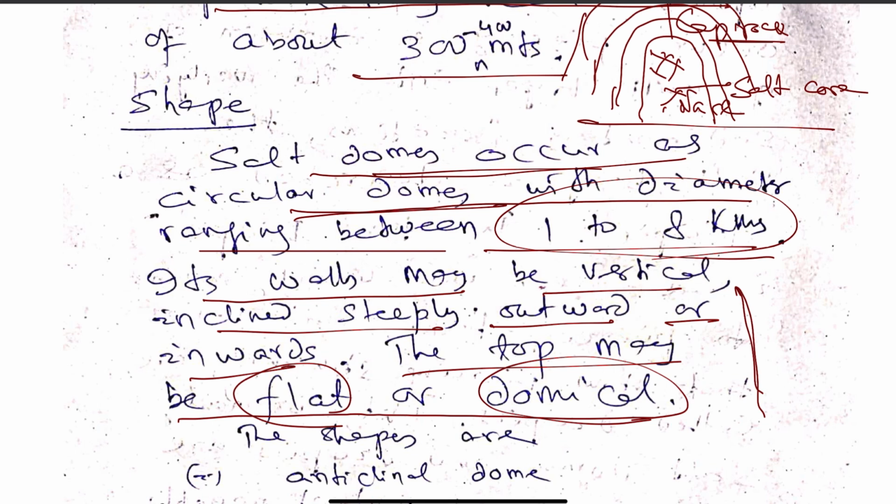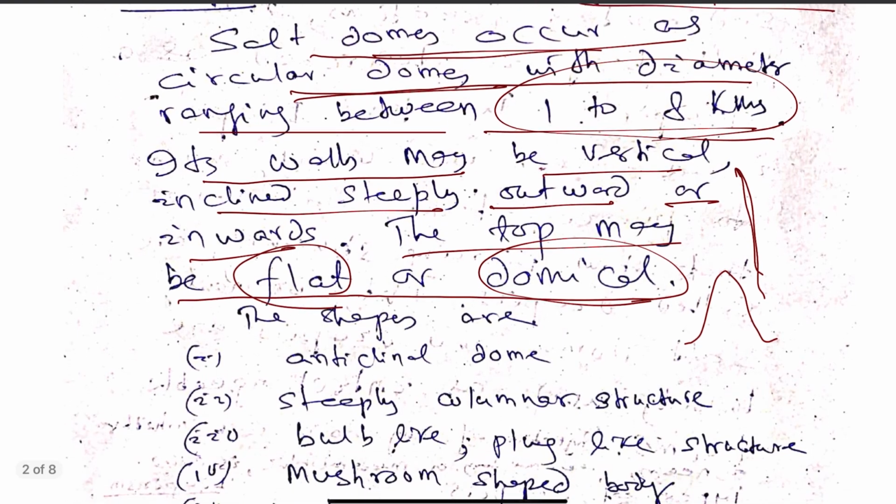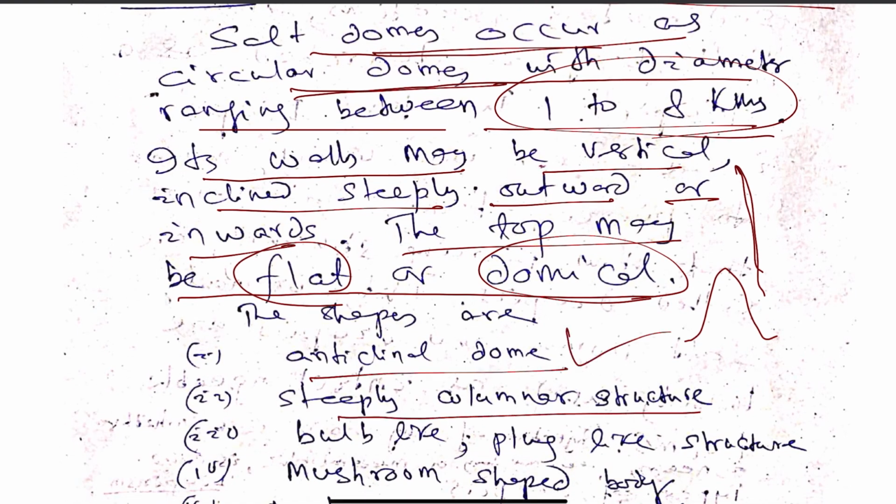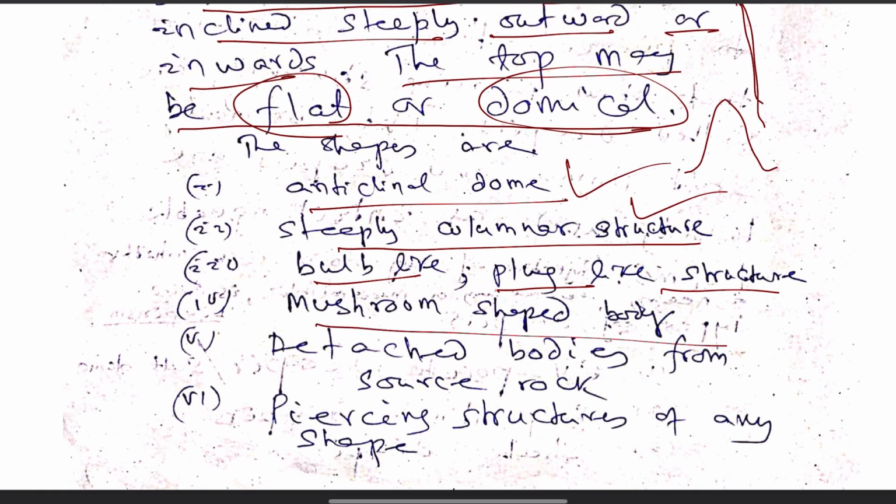So mostly it is a type of anticlinal uplift, giving rise to anticlinal dome, steeply columnar structure, bulb-like, plug-like structure, or it may form mushrooms, or it may be totally detached from the source rock. And as it is a case of intrusion, the piercing structures may take any shape depending upon the condition prevailing at the place of intrusion.